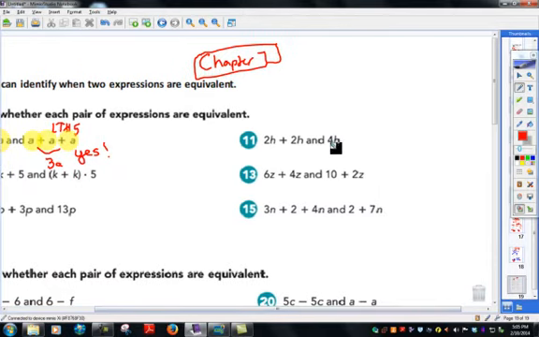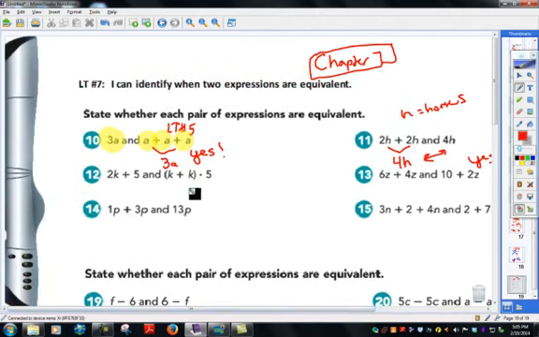Let's keep going. I have horses. H equals horses. Worked out well. I have 2 horses, and I'm adding another 2 horses from somebody else. How many horses do I have now? I have 4 horses. Are they equal? Absolutely yes.